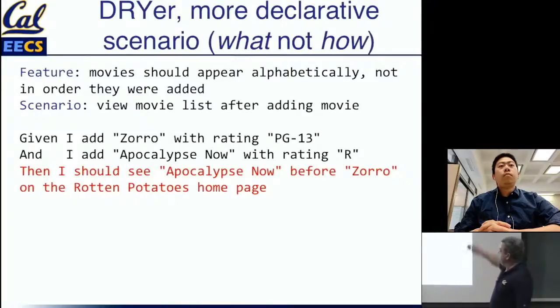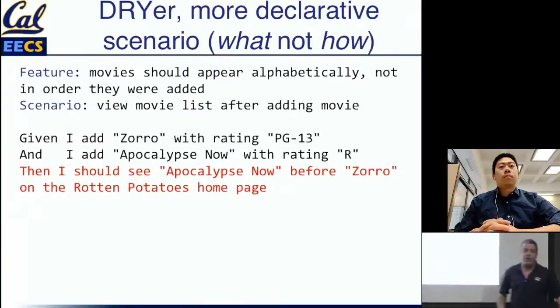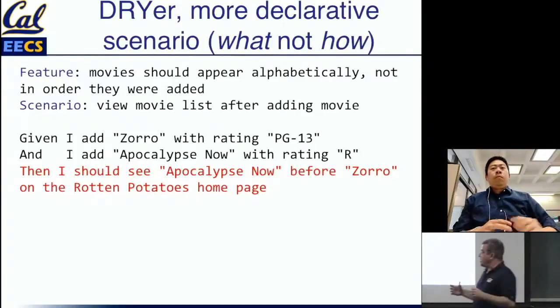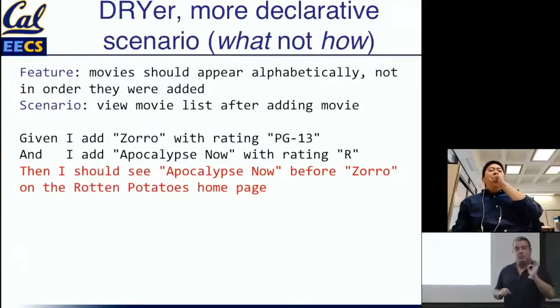Given I add Zorro with this rating and I add Apocalypse Now with that rating, then I should see one before the other on the home page. This is a scenario that really focuses on the thing I'm trying to test. So the question is, how do I get from one to the other? There are a number of strategies for doing it, but I will point out 2 key things.